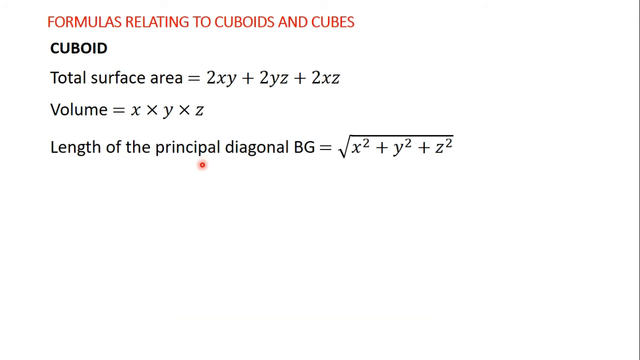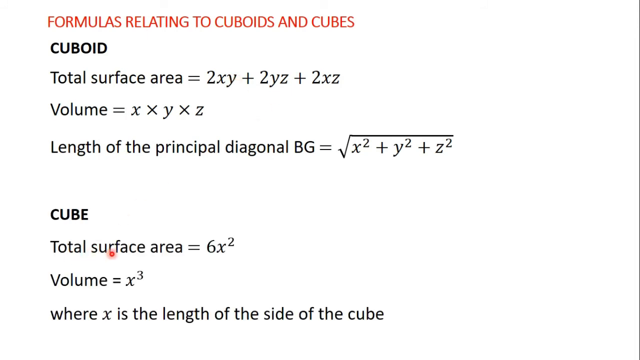For cubes, we have learned that x is equal to y and is equal to z. So the total surface area for a cube is 6x squared and the volume is x cubed. Since y will be x and z will also be x, you have x times x times x, and that will give us x cubed. In the same way, for the surface area, y will be x, so you have 2 times x squared, and z will also be x, so you have 2 times x squared. When you add that, you are going to get 6x squared.